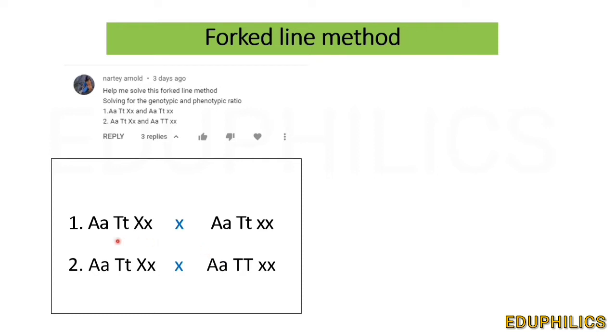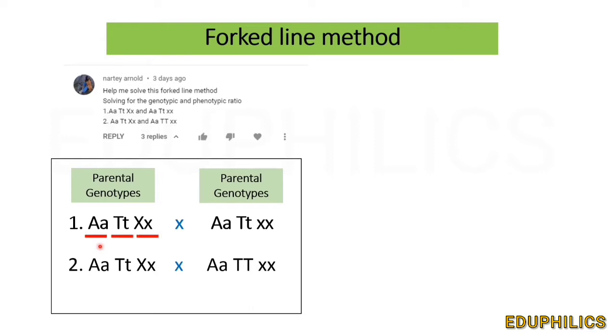So let's assume that these are the genotypes of an organism, and also suppose that these three genes are assorted independently. As we are studying three genes here, it is a trihybrid cross, and the alleles of these three genes are capital A small a, capital T small t, and capital X small x. So let's find out the genotypic ratios of this first cross. This is the first cross.